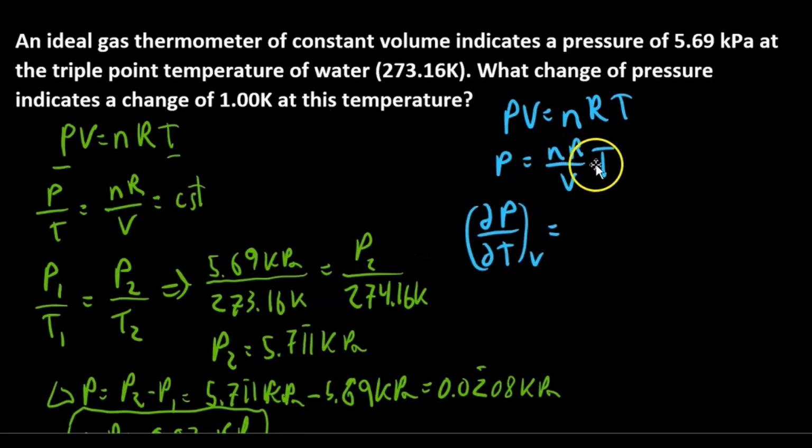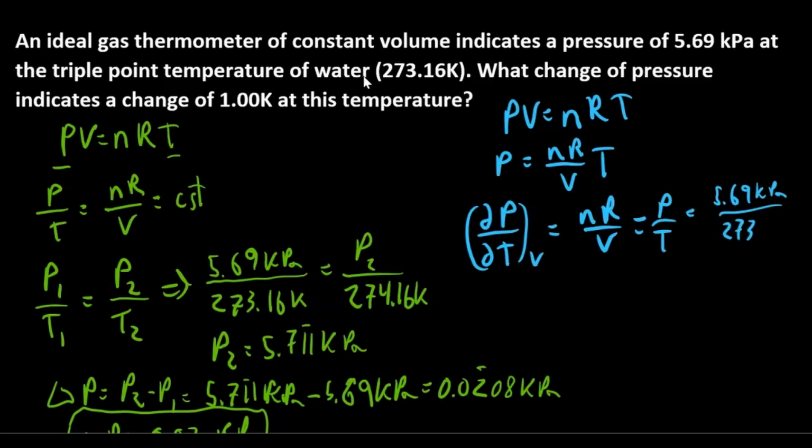And the derivative of this right-hand side, that's what we do. We take the derivative of the left-hand side first, and now the derivative of the right-hand side with respect to T is just this constant here, nR over V. And we know what nR over V is. In terms of the ideal gas equation, nR over V is equal to P over T. And this P over T, well, we have a P and we have a T, so that's 5.69 kilopascals over 273.16 Kelvin. And this represents the slope, the rate of change of pressure versus temperature.